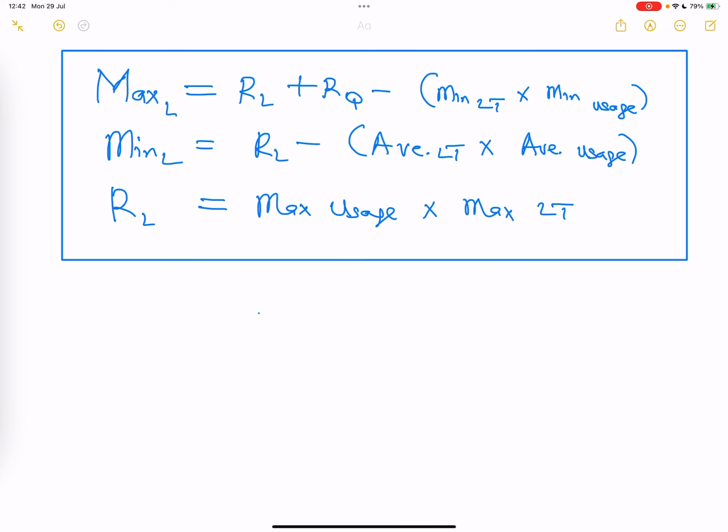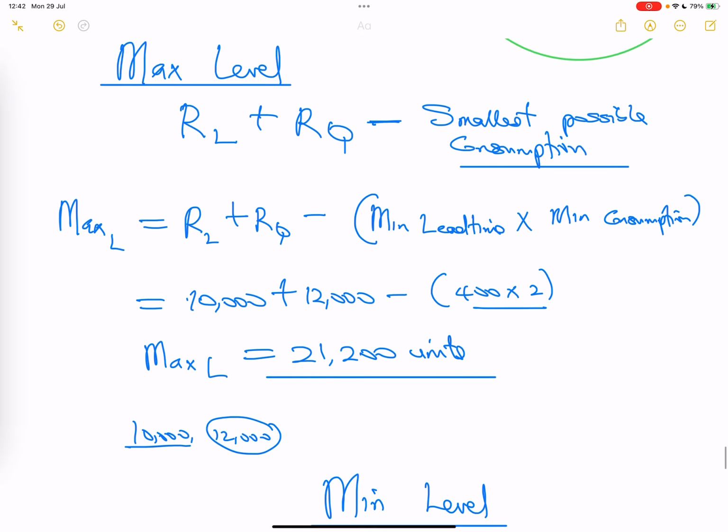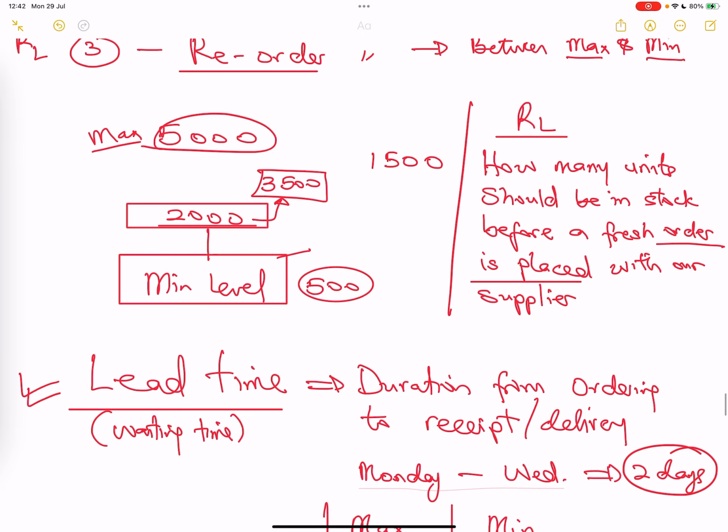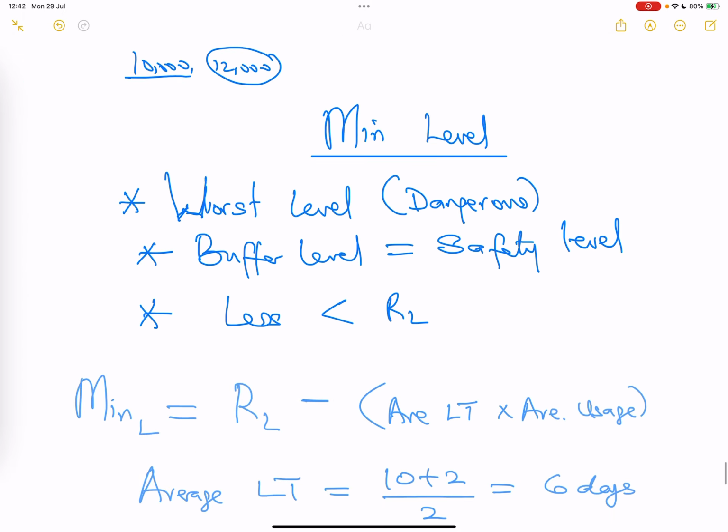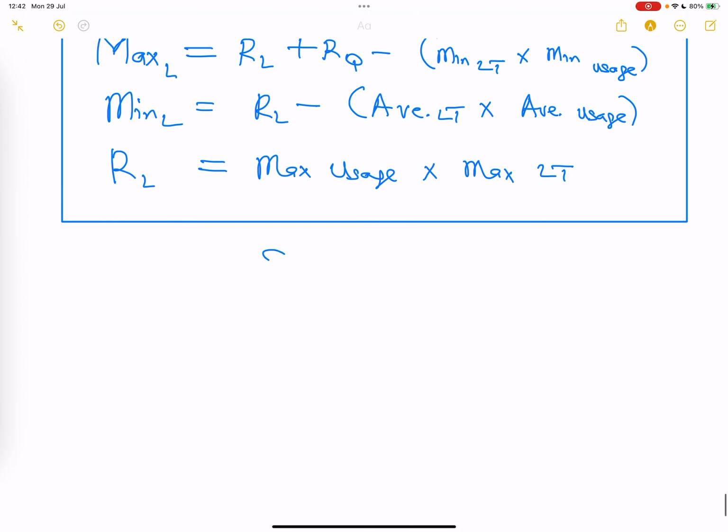Now let's look at the second method. We said there are three methods. There is min-max, there is 2bin, and there is JIT. Right? So we've dealt with this. This one I've explained in the previous video. Now let's quickly deal with this one as well. The 2bin system. So let's look at the 2bin system. This is a simple way of managing inventory.